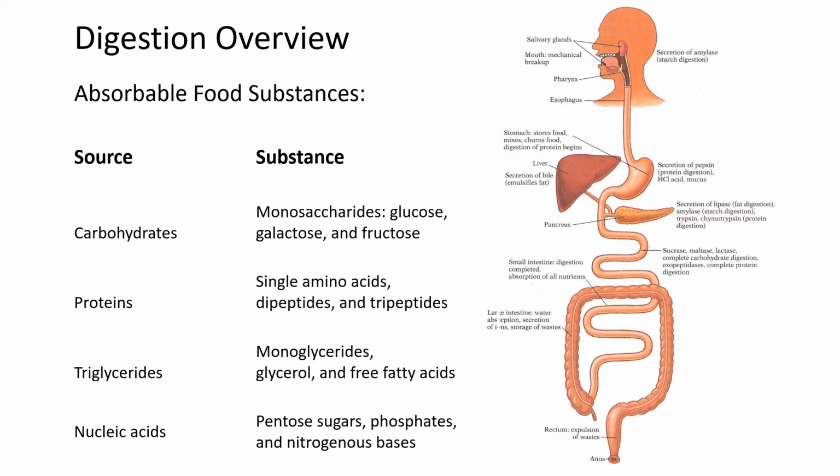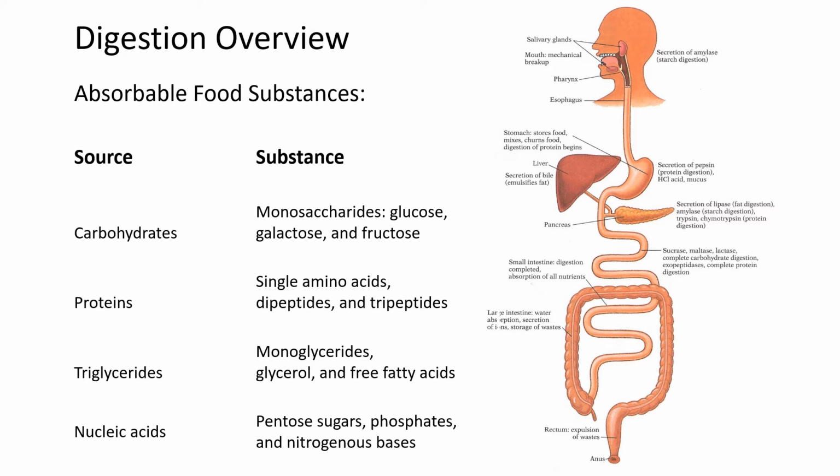Then all of that material is going to move into the duodenum, the first part of the small intestine. There's going to be contributions from the pancreas, and the pancreas is going to contribute a buffer that will raise the pH and also a number of enzymes that will break down all of the macromolecules that need to be broken down.